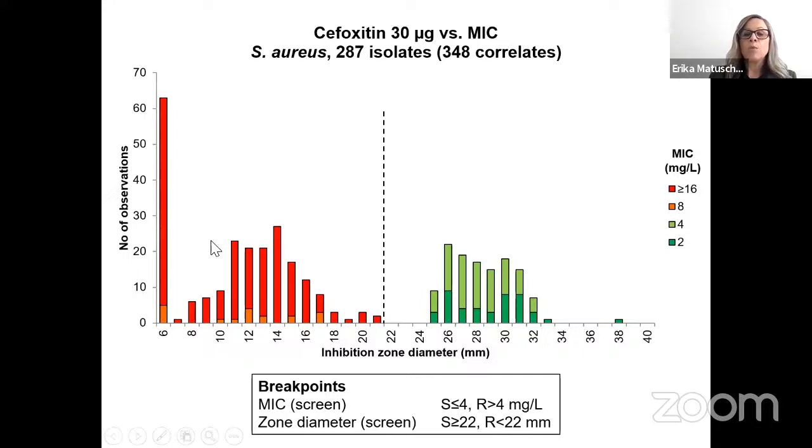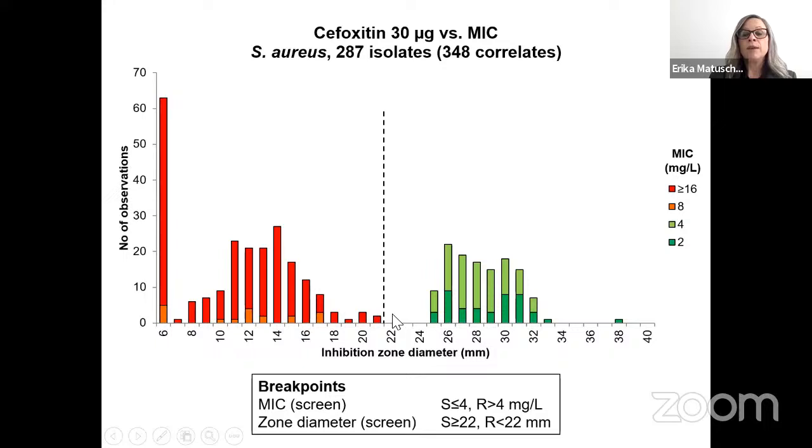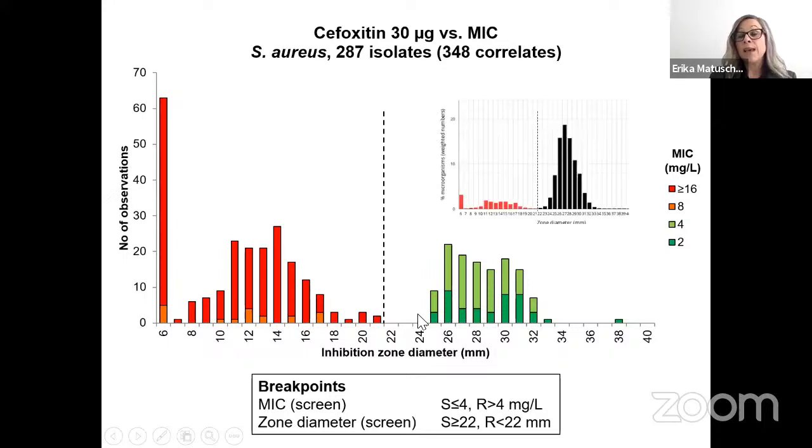What you can wonder when you see this picture is why the breakpoint is here at 22, and there is a gap in between. The reason for that is that we normally have more data from more sources, and when we put more data together, we can see that the wild type is distributing all the way down to 22 millimeters.